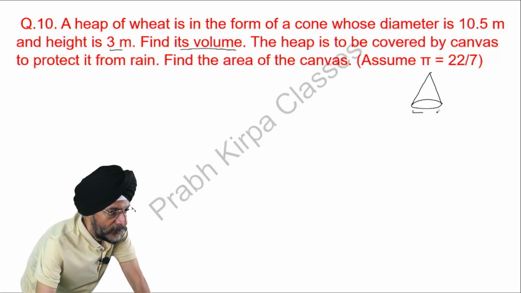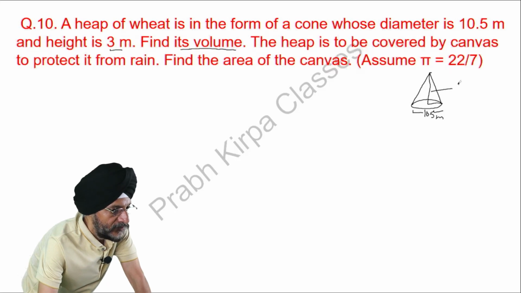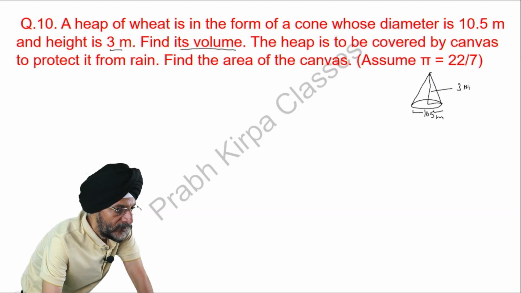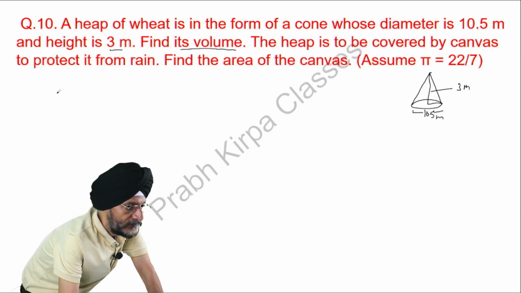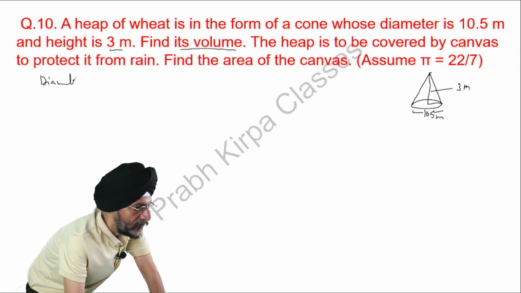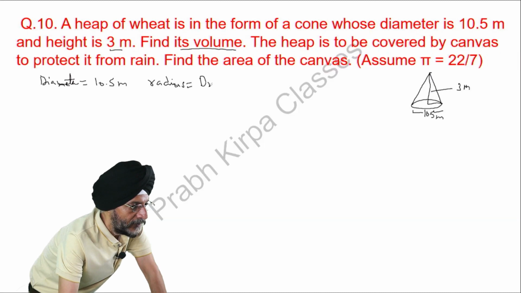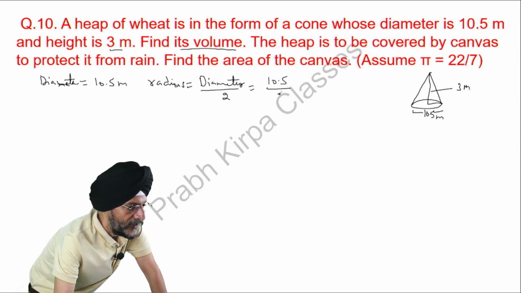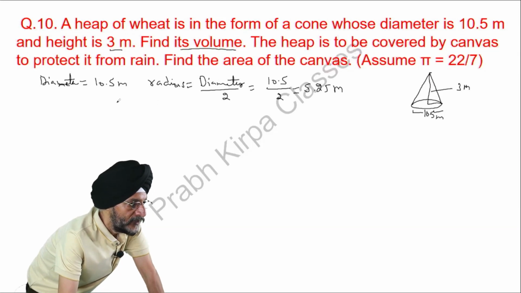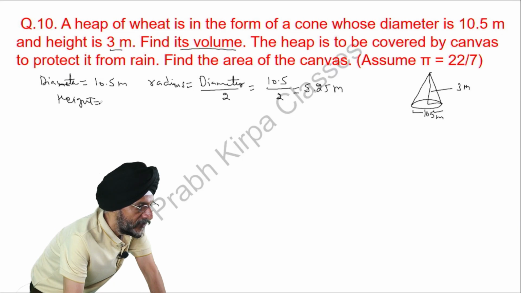Whose diameter from here to here is 10.5 meter. This is the height which has been given as 3 meter. So here what is the radius? We have been given diameter. Diameter is equal to 10.5 meter. What is the value of radius? We know that the radius is half of diameter. Diameter divided by 2. 10.5 divided by 2, it comes as 5.25 meter. This is the value of radius. Now the height has been given as 3 meter.